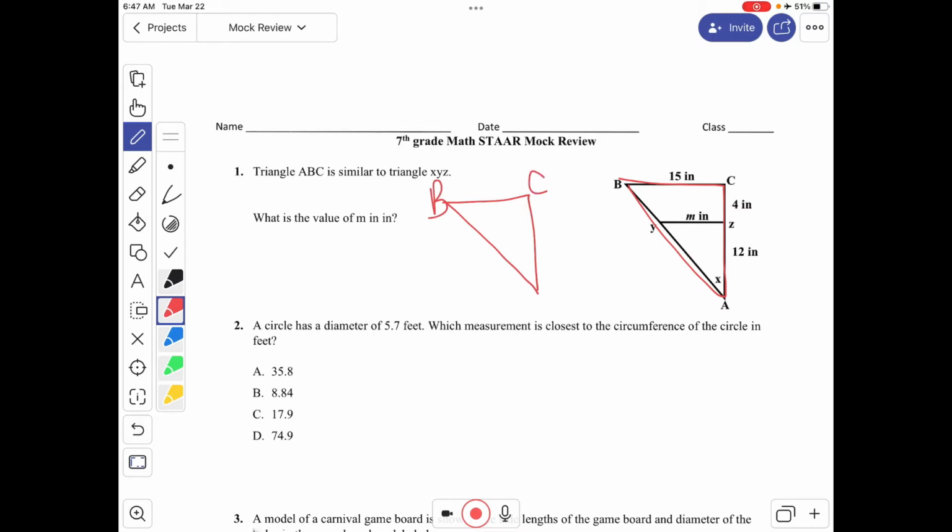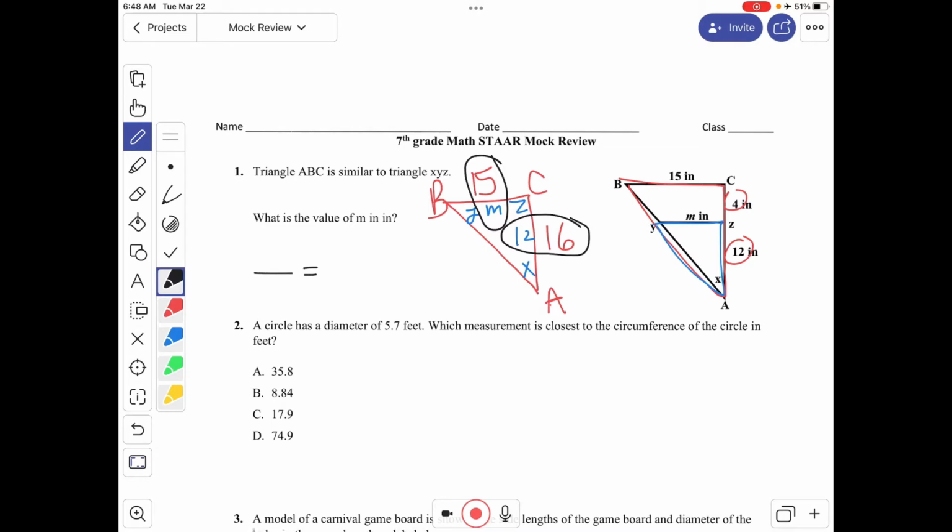So this is the big triangle, and the measurements on the big triangle are 15, and then from C to A you kind of have to add the 4 and the 12, which makes 16. And then there's a little triangle inside it, and from Z to X, that is 12. And from Y to Z is an M. If you'll set it up like that, it'll help you to identify the two fractions that you will need to use in your proportion.